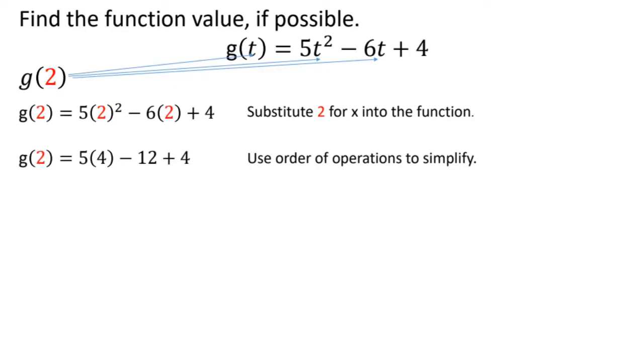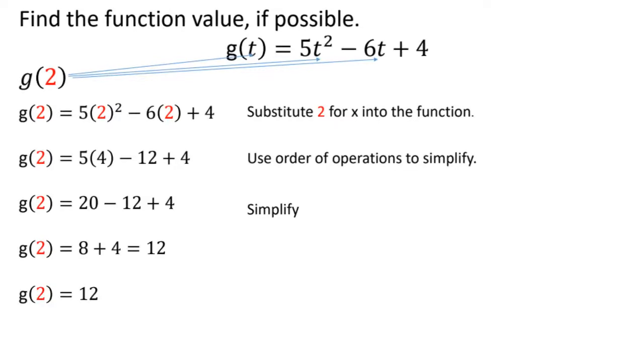Let's go ahead and simplify. So 2 squared is 4. A -6 times a +2 is a -12 plus 4. 5 times 4 is 20. 20 minus 12 is going to give me 8. And 8 plus 4 is going to give me 12. So g of 2, the output, is going to be 12. Okay?